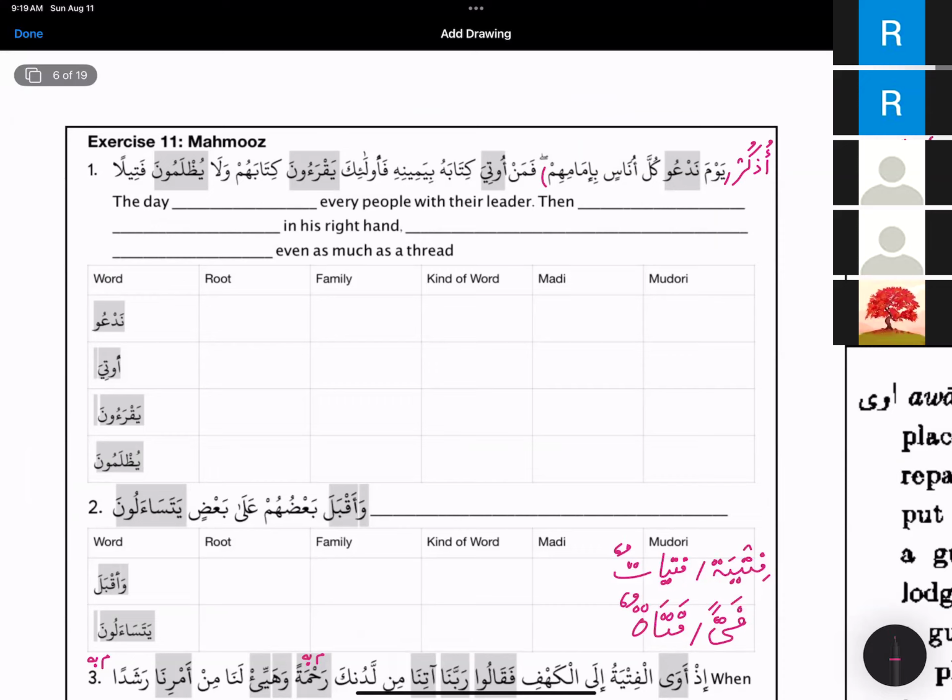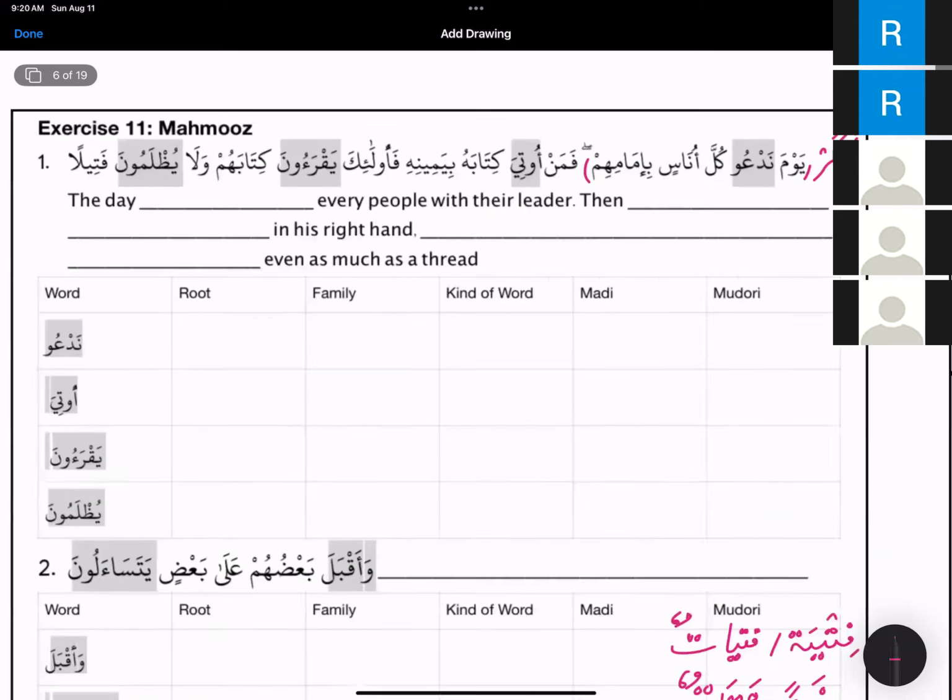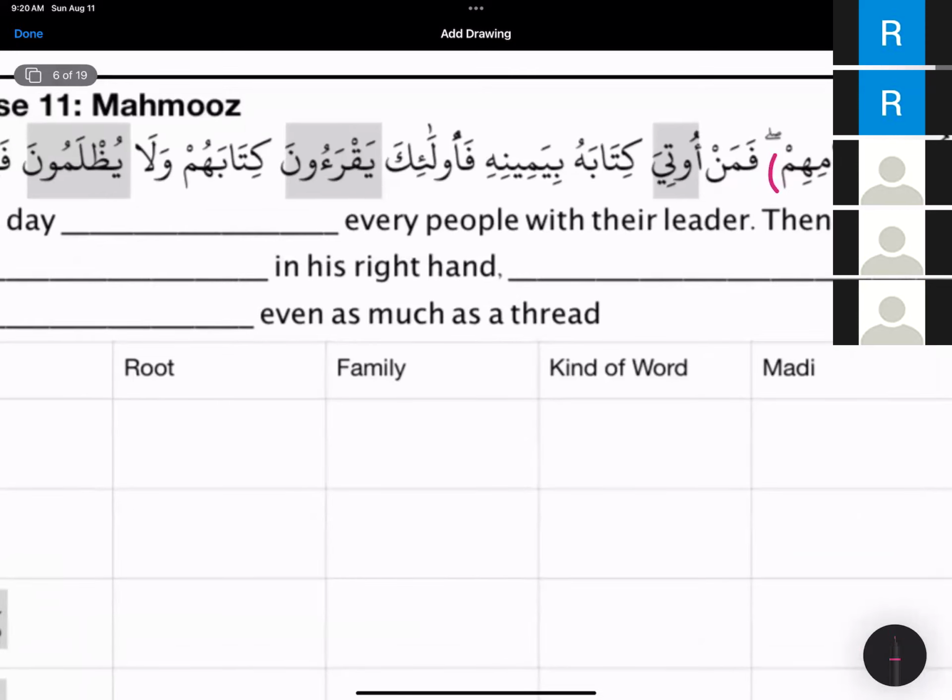What kind of fi'l is yaqra'una? Majhul. How is it majhul? Do we say it is passive voice, mudari'? No. Majhul should have the u sound, but it doesn't have the u sound, it has a sound. So it's not majhul, it's regular ma'lum. So yaqra'una.